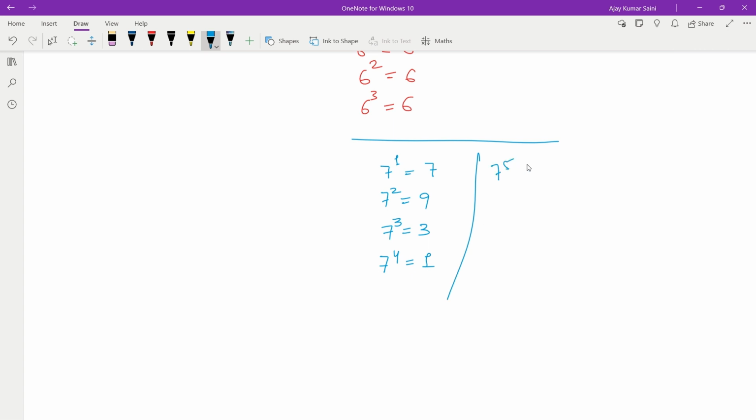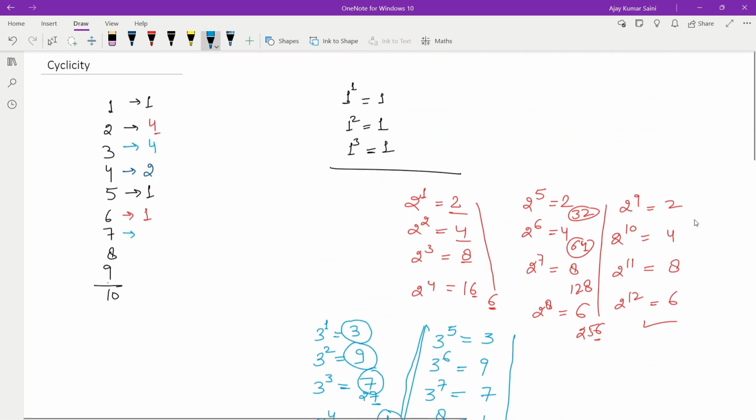If the power of 7 is 5, then the last digit is 7. If the power of 7 is 6, then the last digit is 9. If the power of 7 is 7, then the last digit is 3. If the power of 7 is 8, the last digit is 1. So they continue like this, and the cyclicity is 4.